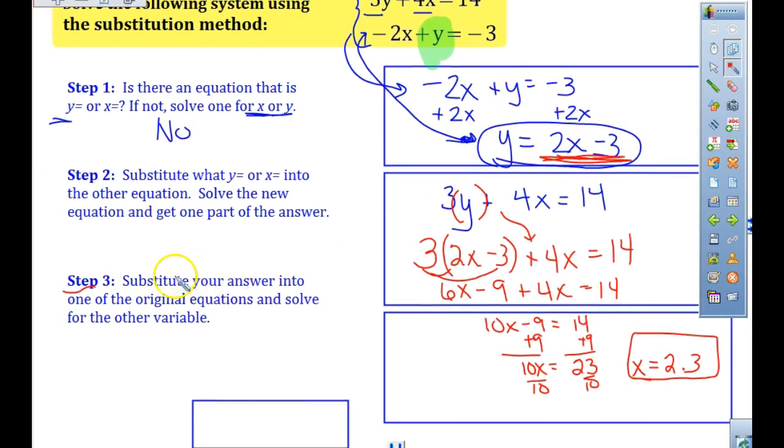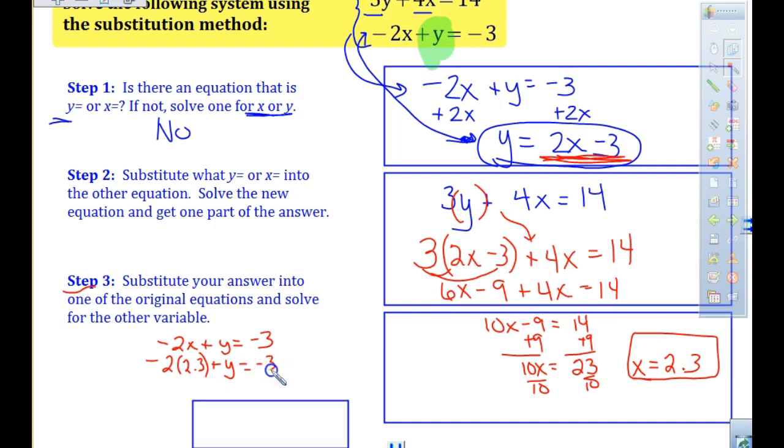The second. So we are going to write that second equation. So we're substituting into our original, negative 2x, we're going to put a y, and we're going to put negative 3. But now instead of x, we're replacing it with 2.3. And then we're going to plus y equals negative 3. I would have used this one too because it is less multiplying and adding and subtracting. We get negative 4.6 here, right? Plus y equals negative 3.